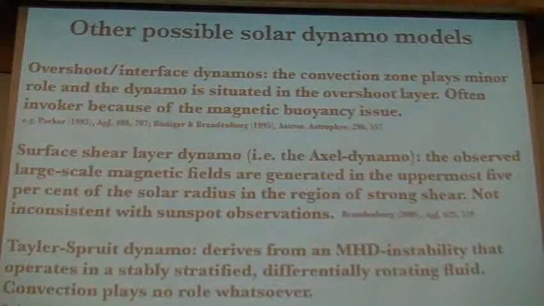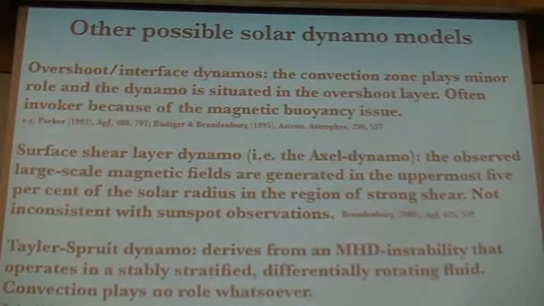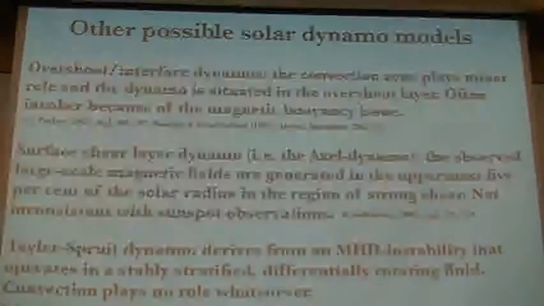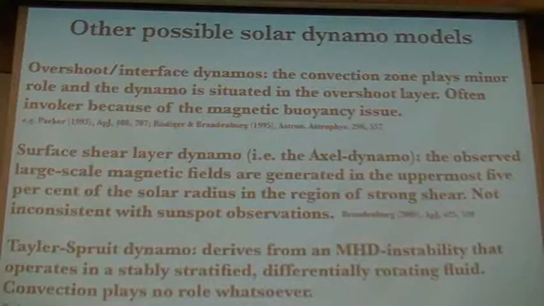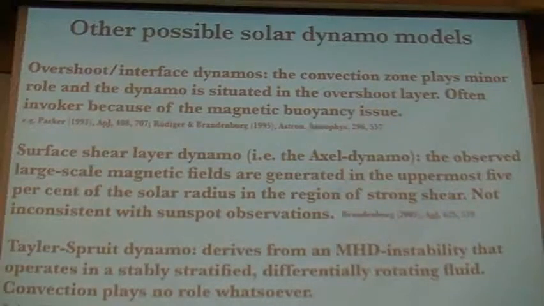And then we have something that has not really been developed into a full solar model, but there is a suggestion by Axel that the solar dynamo actually acts only in the very surface shear layer of the sun. And that's why I call it the Axel dynamo. The main idea of this, I'm not saying that it's supported by sunspot observations. I'm just saying that it's not inconsistent with sunspot observations.